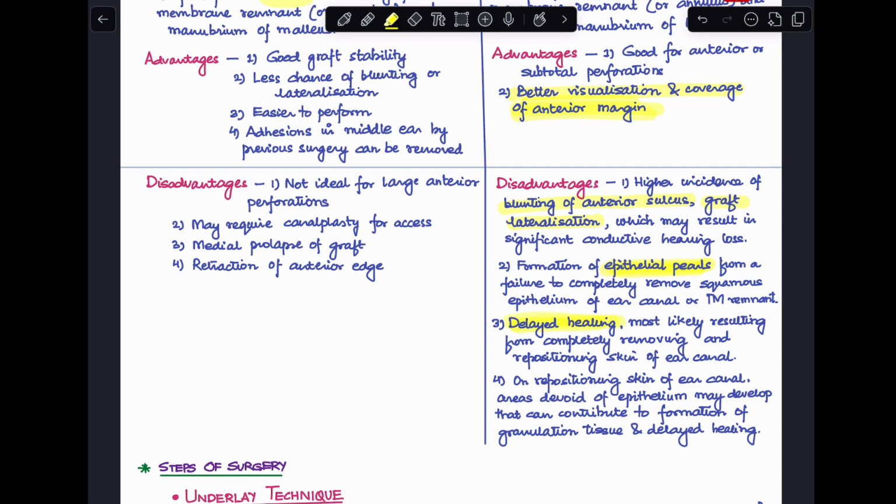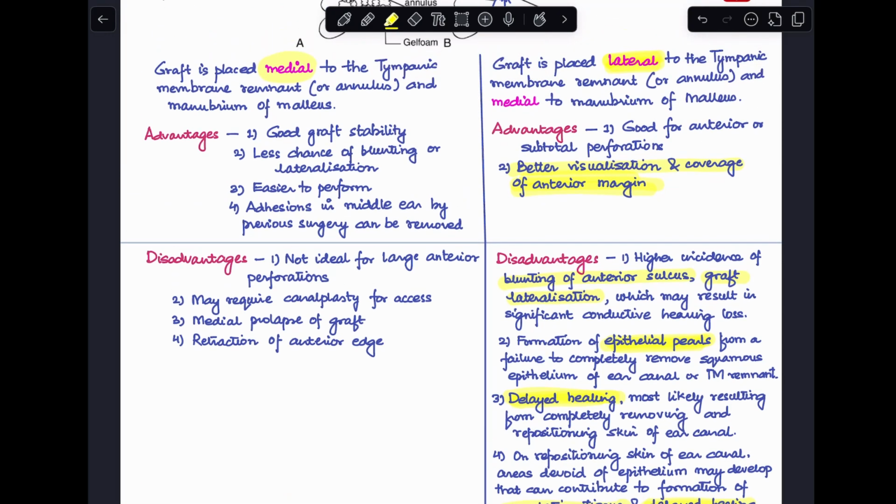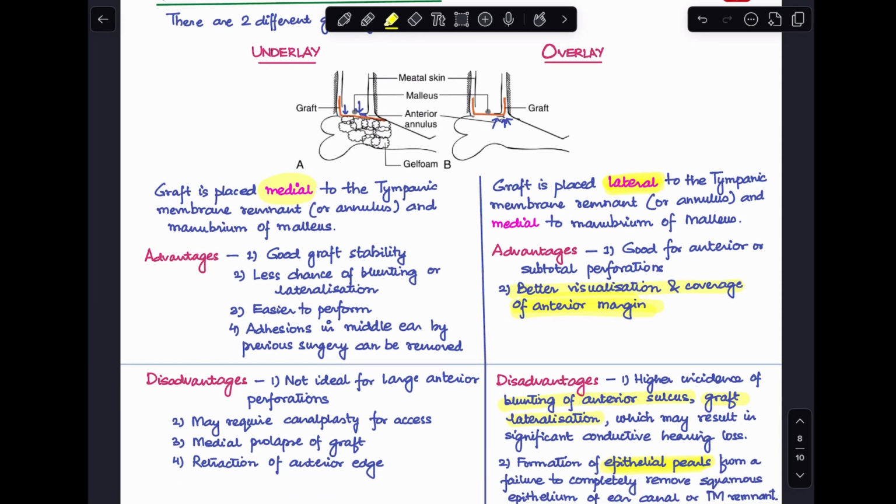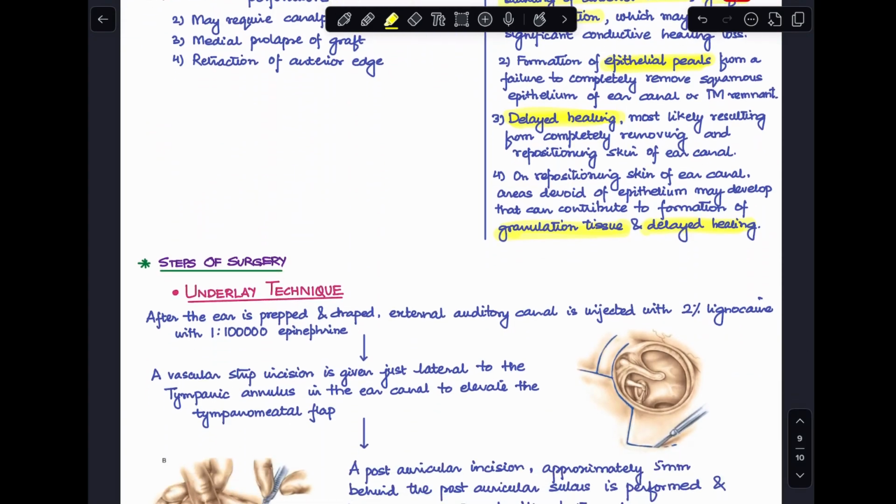This can occur because of completely removing and repositioning the skin of the ear canal. And on repositioning of the skin of the ear canal, areas devoid of epithelium may develop, and this can contribute to formation of granulation tissue and delayed healing. So these are all the advantages and disadvantages of both the techniques. Now let's talk about the steps of surgery in each of them.